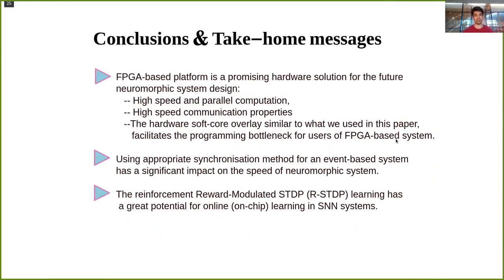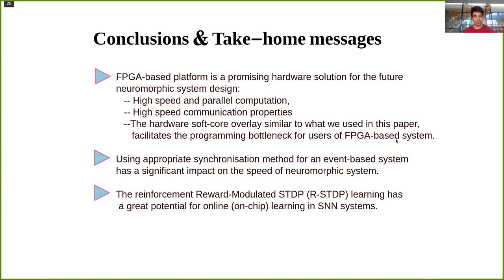Okay, and as a conclusion and take-home message, I can say that the FPGA approach and FPGA-based platforms could be quite promising for neuromorphic hardware platforms, with high-speed, parallel computation in FPGAs, and high-speed communication, more than 300 gigabit per second internal connection speed. And then using the hardware with software, as we did in this research, could make the programming problem with FPGAs easier, as we can use high-level programming like C and Python.